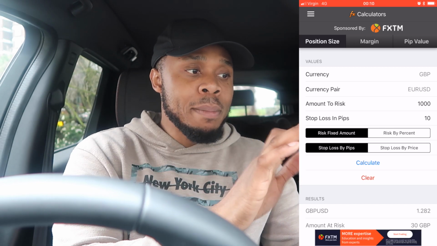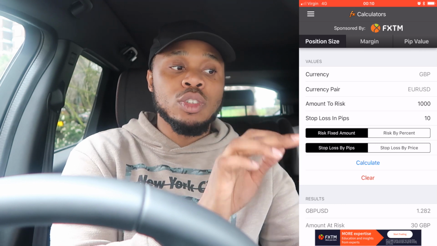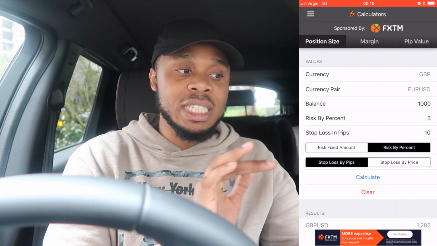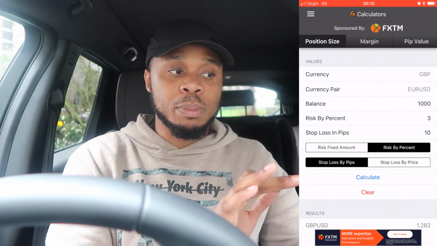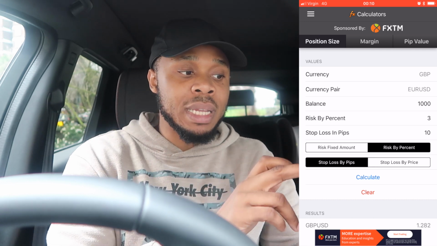So check this out. My account currency is in pound sterling. I'm trading Euro USD. My amount to risk is £1,000. So I have a £1,000 account. If I click on risk by percentage, it tells me how much I'm willing to risk by percentage, 3%. Okay, done. And let's just say, for example, my stop loss is 10 pips and I hit calculate.